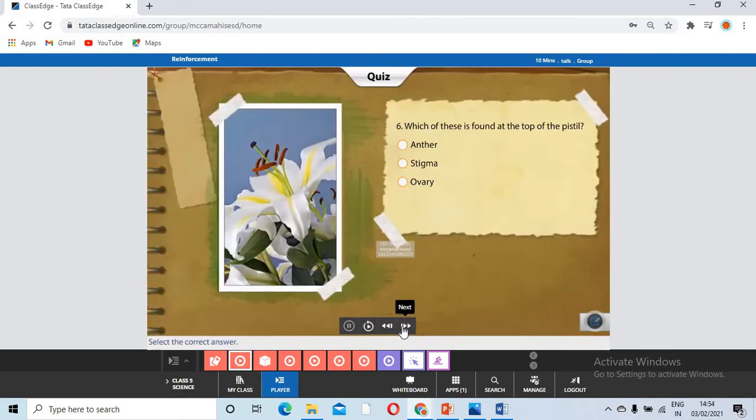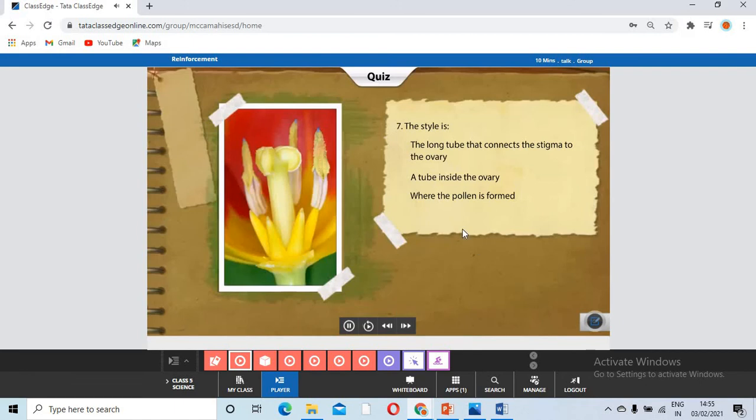The sixth one, I want Jonathan to answer. Jonathan, which of these is found at the top of the pistil? Anther, stigma, or ovary? Jonathan is there? Or anybody else would like to answer this? Which of these is found at the top of the pistil? Yes, tell your name and answer. Yes, Jehosheba, tell. Stigma, miss. Stigma, wonderful, Jehosheba.